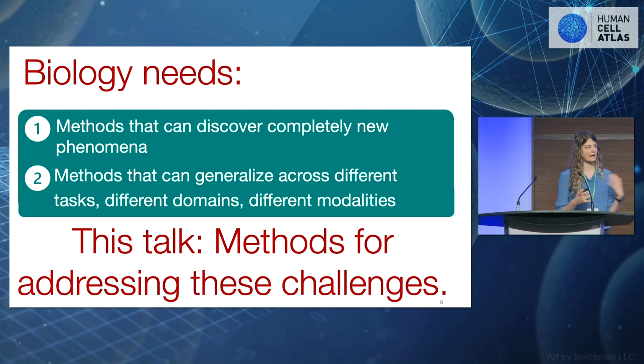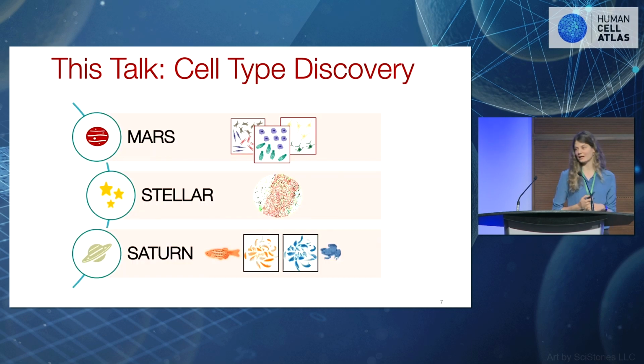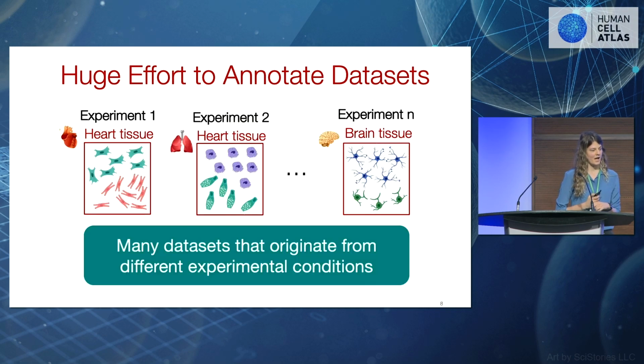In this talk, I will give a brief overview of some of the methods we developed for addressing these challenges. In particular, I will focus on the cell type discovery methods that we've been developing: Mars, Stellar, and the most recent method named Saturn. So far, as a community, we are putting a huge effort into annotating these single cell data sets. And as I said, these data sets are collected from very different experiments. For example, they may originate from very different tissues.